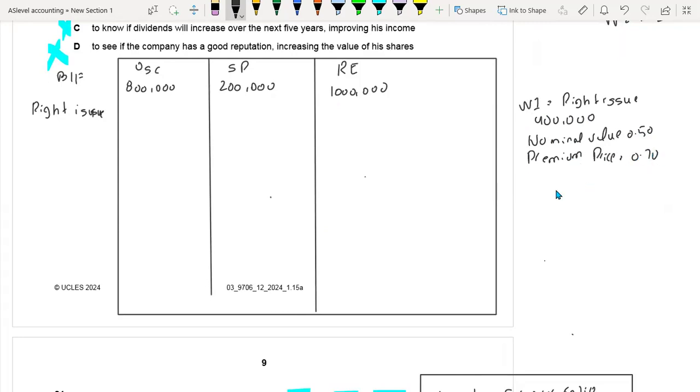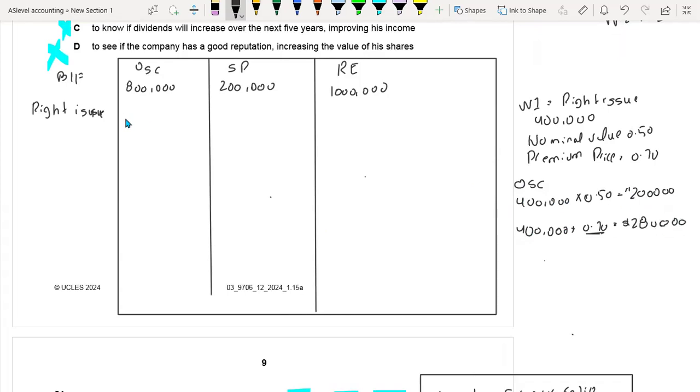Okay, so total nominal value, if we just multiply this 400,000 with the 0.50, our ordinary share capital has increased by $200,000. So by nominal value, the increase in the ordinary share capital is 400,000 multiplied by 0.50, so this is 200,000. And if we multiply it with the premium, it has increased our share premium. So 400,000 multiplied by 0.70, this is the premium price. So it has increased our premium by $280,000.